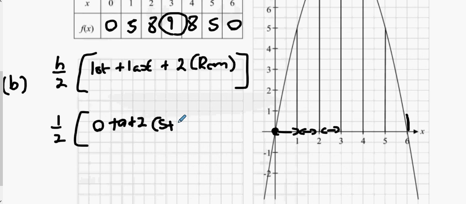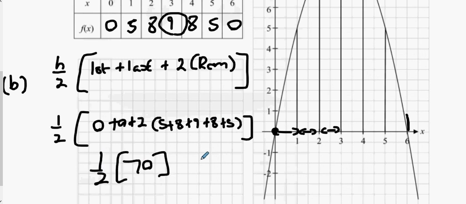5 plus 8 plus 9 plus 8 plus 5. Okay. And we get is 26. I think it's 35. 2 times 35 is 70. A half is 70. Anybody? 35. Did anybody get that? Yeah. Handy. It's easy, isn't it? You'd be delighted that came up.